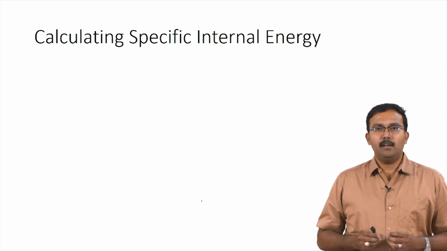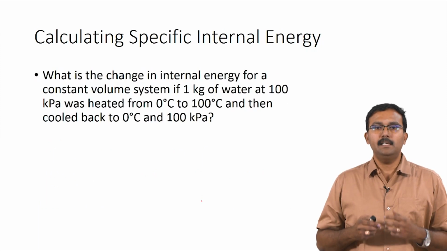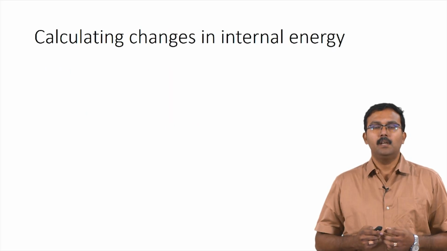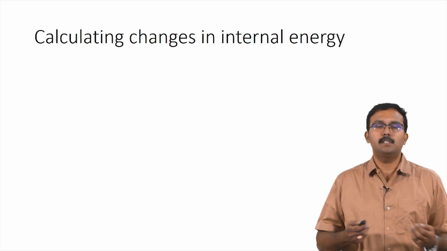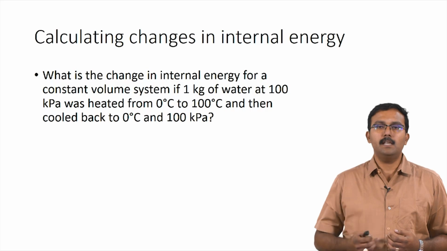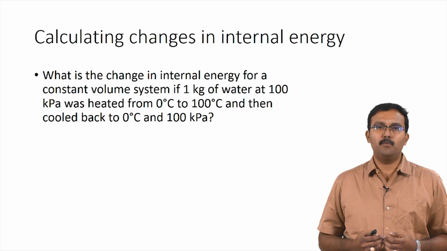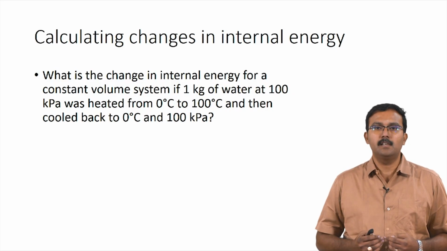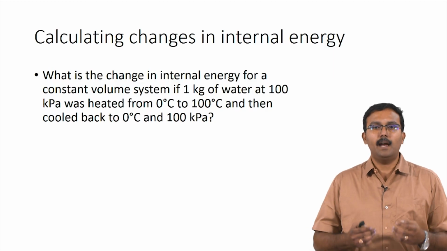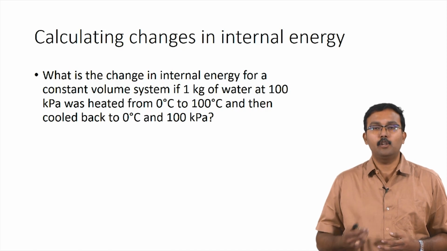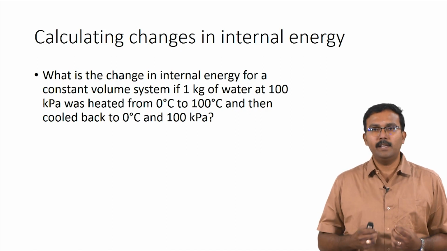So, when we talk about calculating specific internal energy, let us see a simple example problem which will help us understand this. Let us see if we can identify the change in specific internal energy for this simple system. Can you tell me what the change in internal energy would be for a constant volume system if 1 kilogram of water at 100 kilopascals was heated from 0 degree Celsius to 100 degree Celsius and then cooled back to 0 degree Celsius and 100 kilopascals? Think for a second, you do not need to do any calculations.